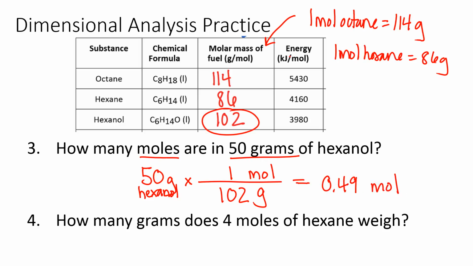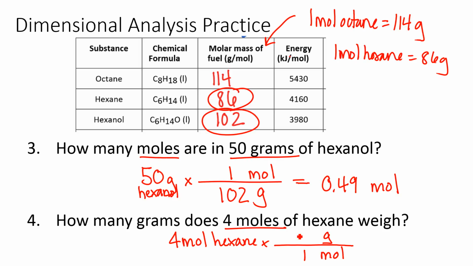moles of hexanol. All right, this problem, again, the first thing I'm going to do is start by writing down the number that I'm given, 4 moles of hexane, and I want to convert moles of hexane to grams. So I'm going to look at the table, and it looks like 1 mole of hexane weighs 86 grams. So plugging that in, 4 times 86, I end up with 344 grams.